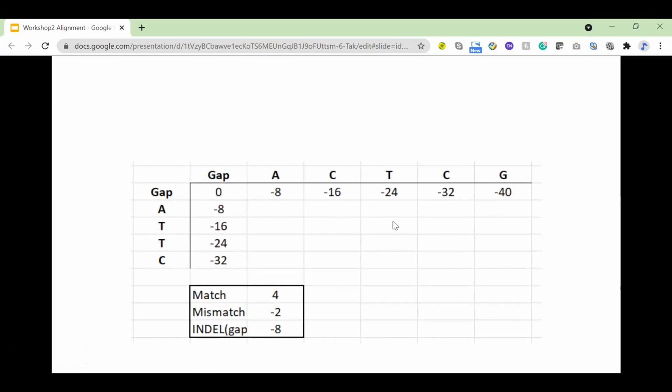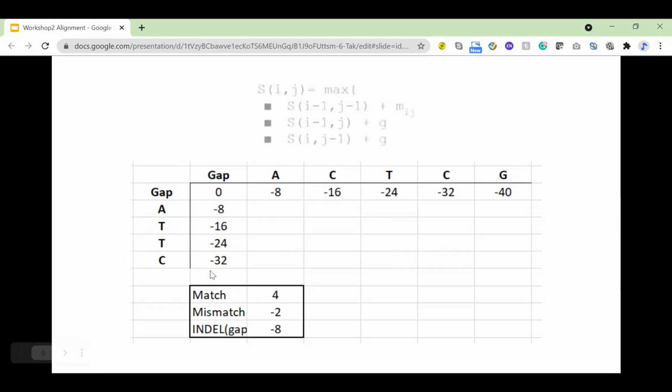So you have these 2 sequences. This black box down here is the scoring system that we just talked about. You usually write them in this matrix form. I did this in Excel, so it's just easier for me to demonstrate, but you can just write it on paper.